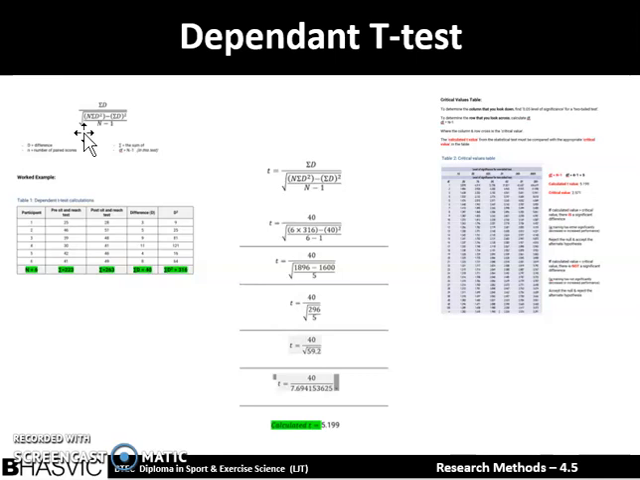So the sum of the differences is worked out by, you have your two sets of results, so you'll have a pre-test and a post-test. So for example, participant 1 in their pre-sit and reach test got 25 centimetres, in their post-sit and reach test they got 28. The difference between this is 3. So to work out the sum of the differences, you add all of this column up here to get the sum of differences, which in my case was 40.